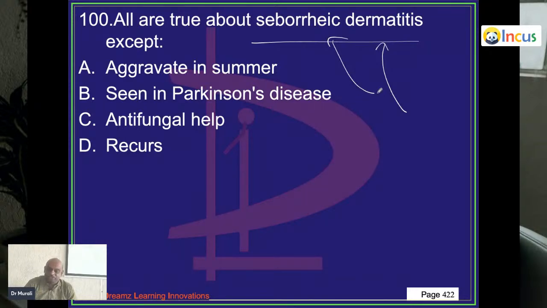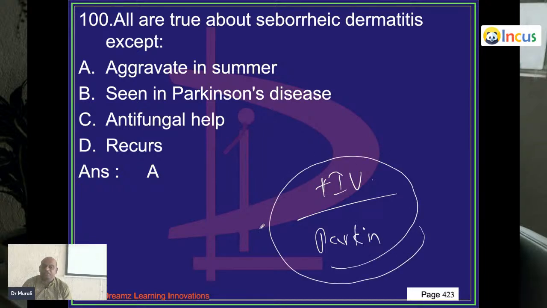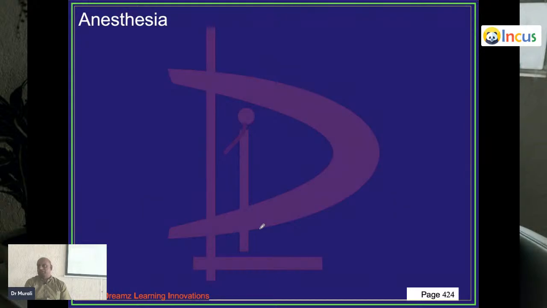Seborrheic dermatitis. Seborrheic dermatitis recurs. Antifungal therapy will help, definitely. And HIV positive individuals, Parkinsonism, they're all the risk factors for development of seborrheic dermatitis, is what you need to remember.